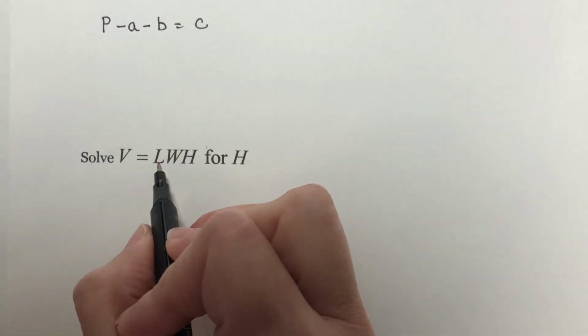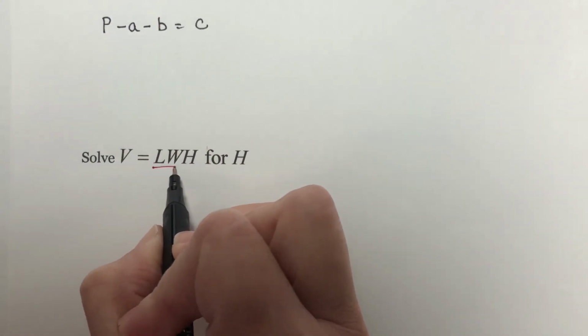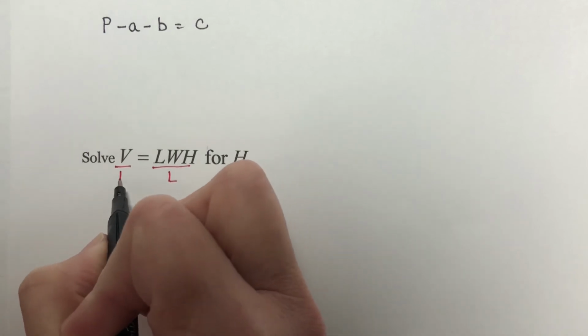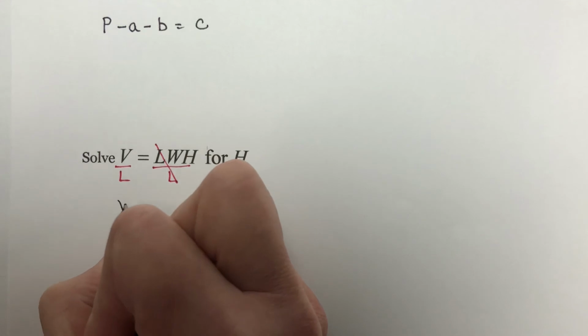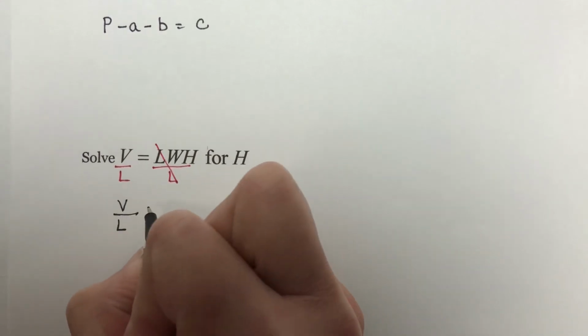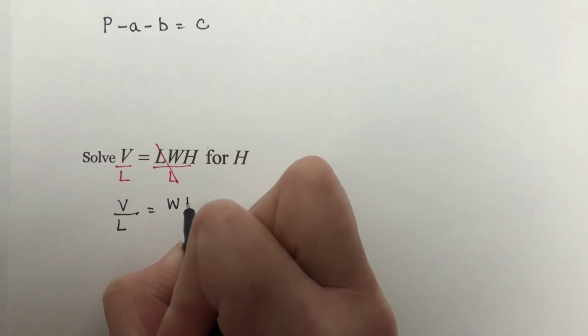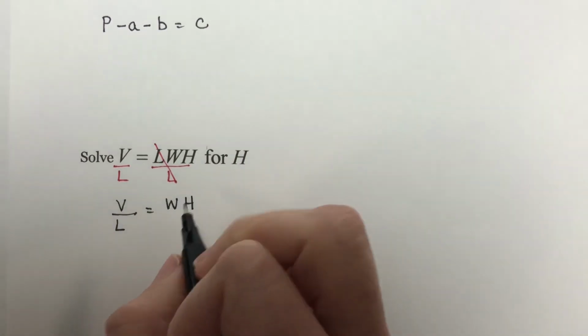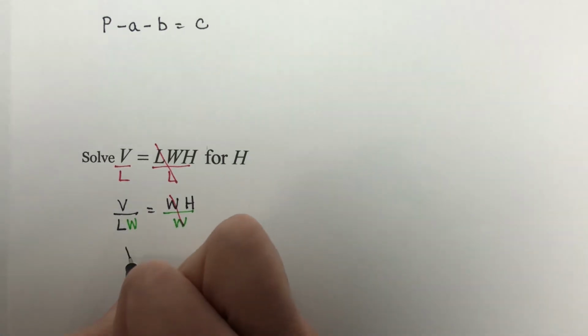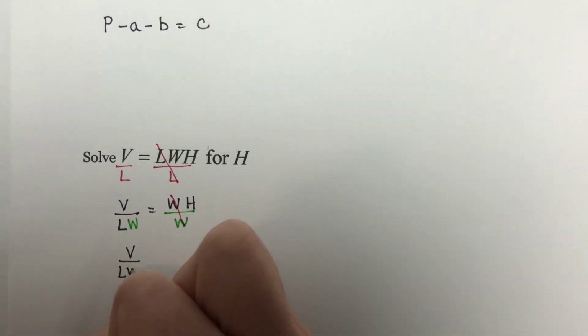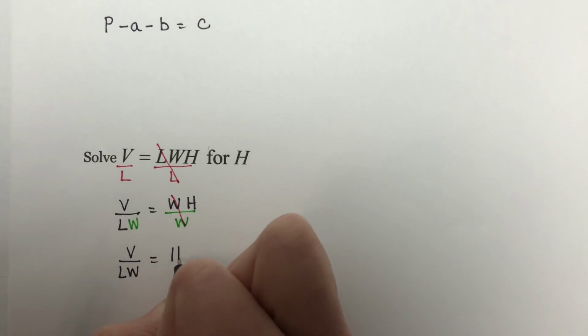I want to get the L away from the H, and this is all multiplication. So I'm going to divide both sides by an L. That's going to cancel out, and I have V over L is equal to WH. Now if I want to get the W away, I also divide by W. This cancels out, and I get V over LW equals H.